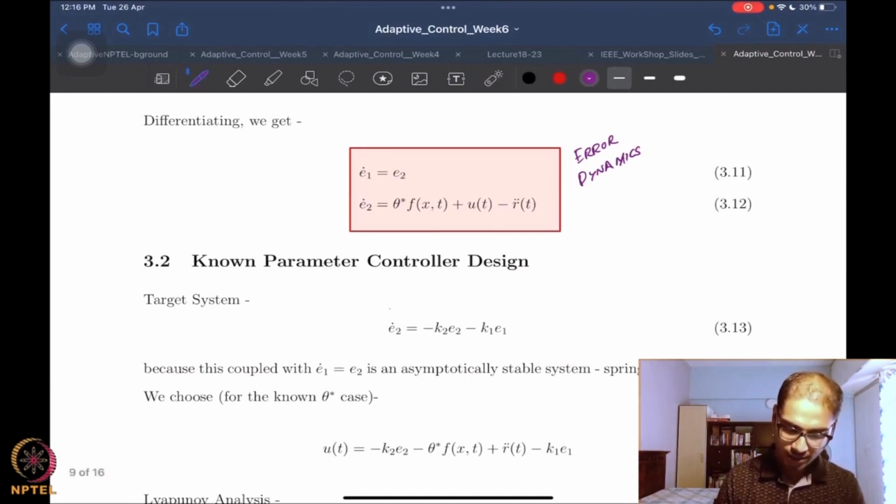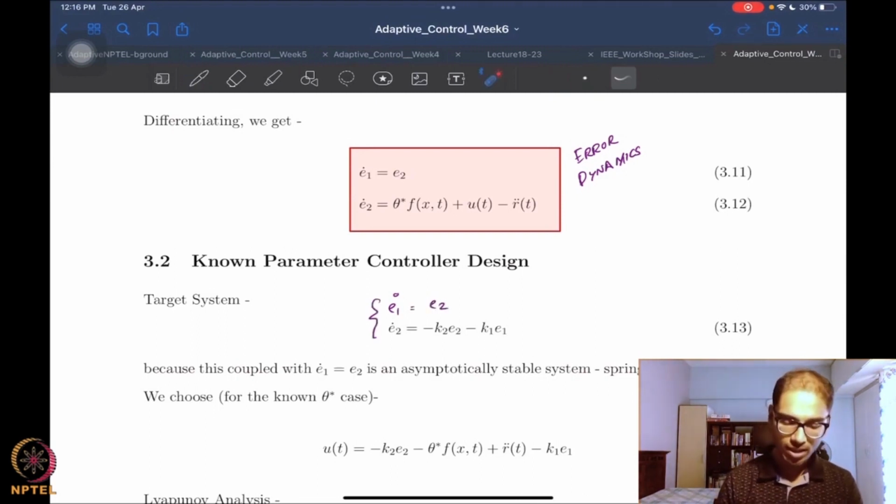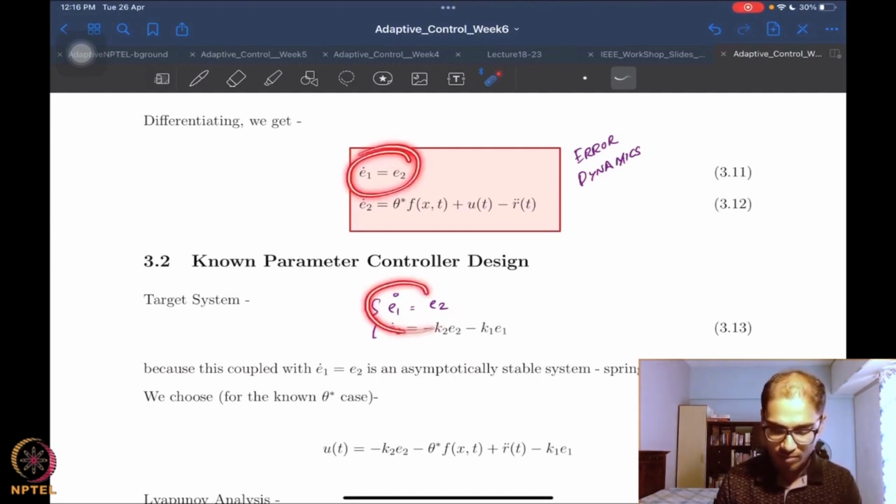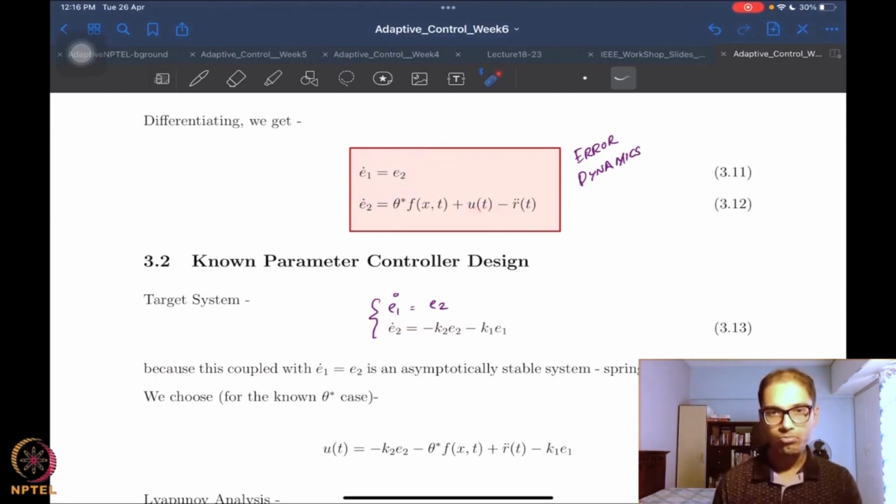We choose the target system as this. E1 dot is E2. I cannot change that because there is no control here. So even in the target system, E1 dot has to remain E2. But now in the E2 dot, there is some control. So I can more or less dictate whatever structure I want for E2 dot. So E2 dot is minus k2 E2 minus k1 E1.